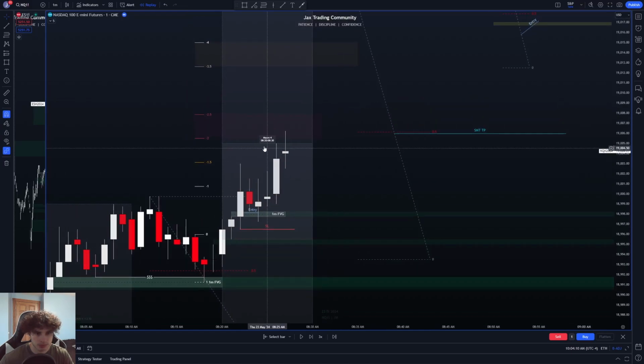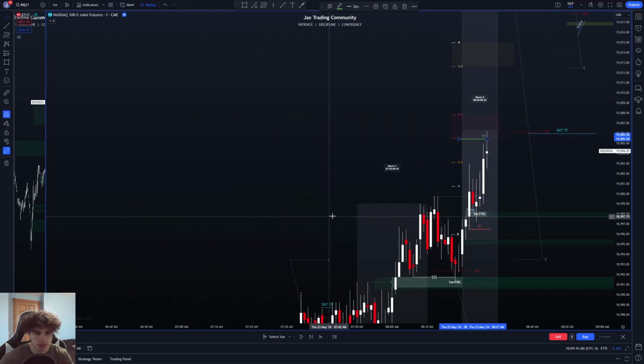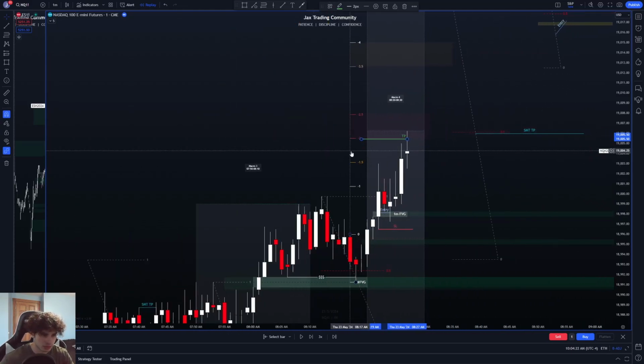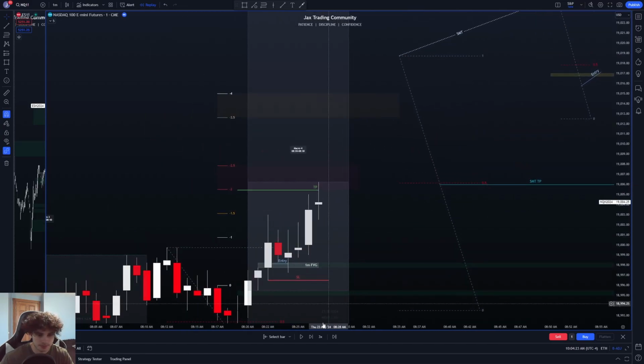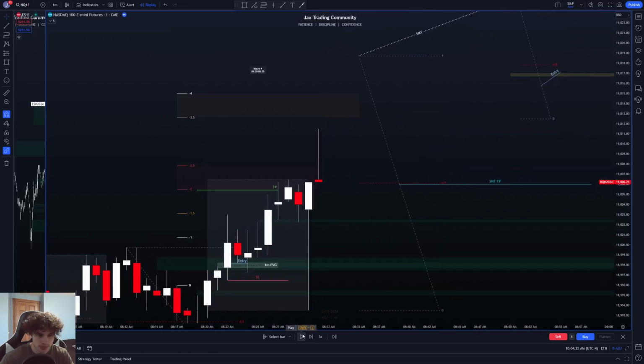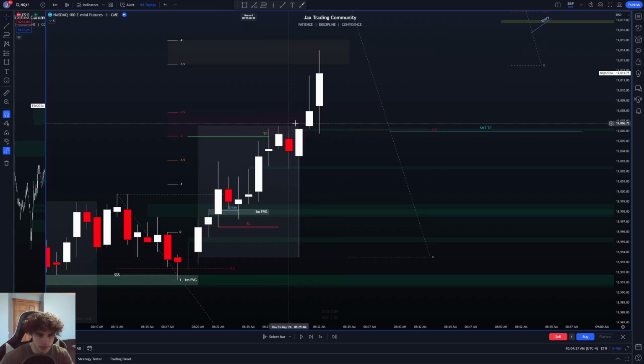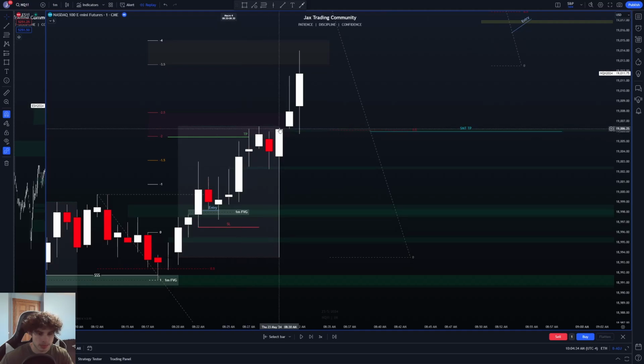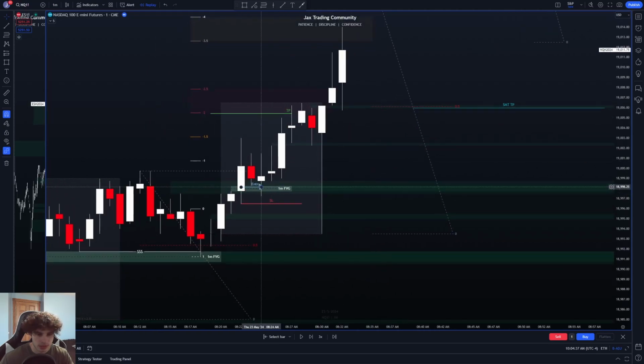So here we tap it. This could be a possible first TP. You could also look at some liquidity in the past that aligns with it. We're at all-time highs though, so there's no liquidity. We then go down and we sort of sweep all these lows. Just a massive move back down. This would probably stop you out if you didn't TP right here.